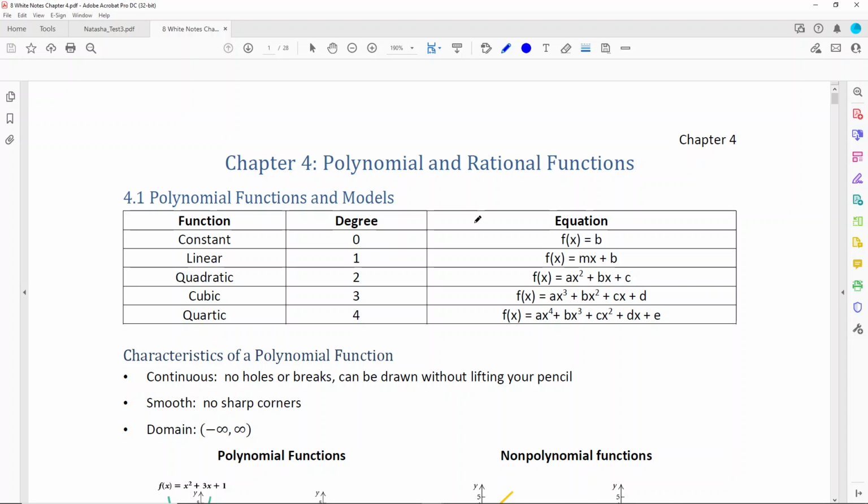Moving on to chapter 4. So chapter 4 does build on chapter 3, which is kind of nice. You can't forget your skills on how to solve a quadratic equation or the zeros of a quadratic function. We are going to use that here. And we're also going to use the skills of how to solve a rational equation.